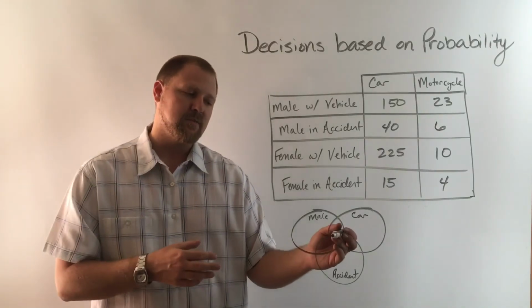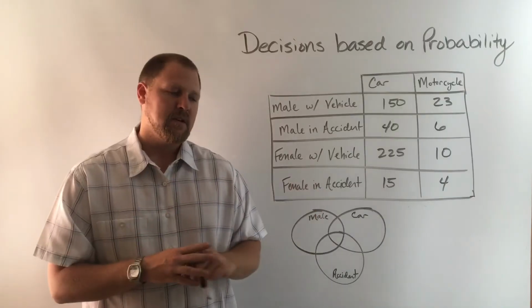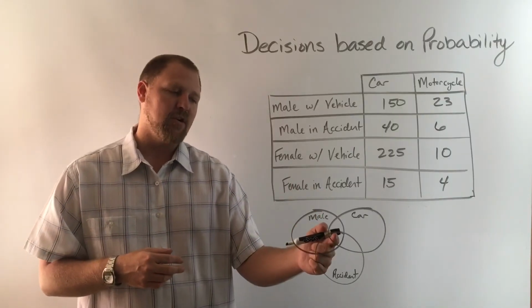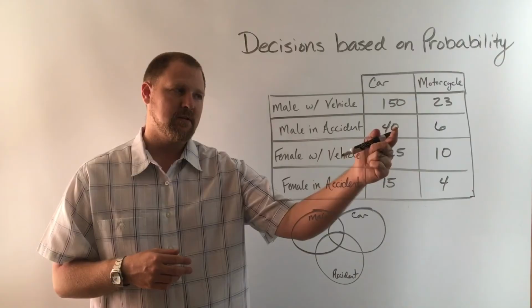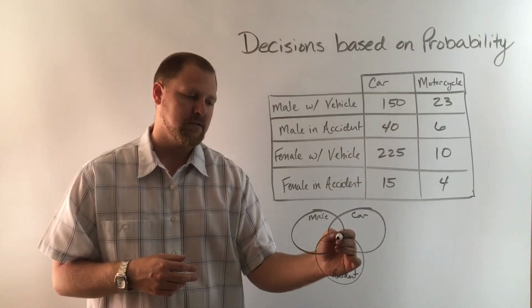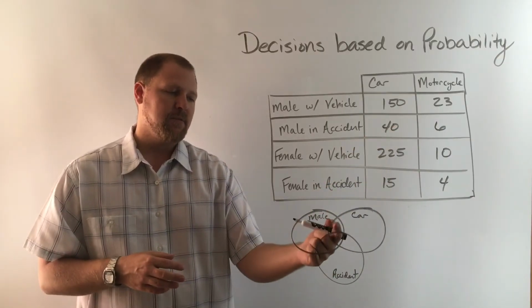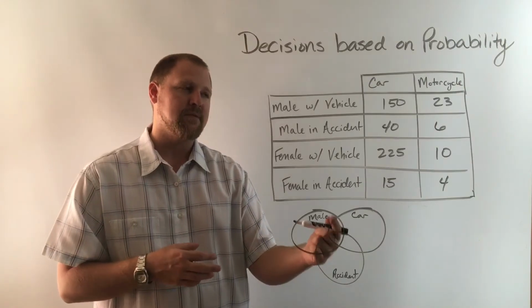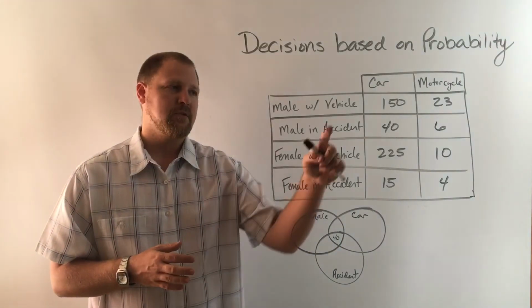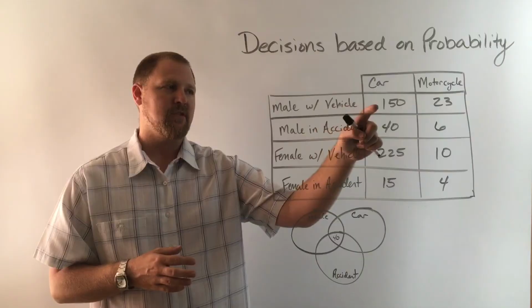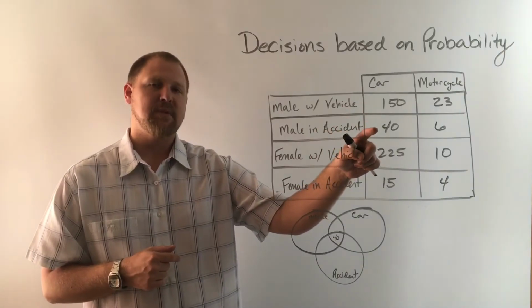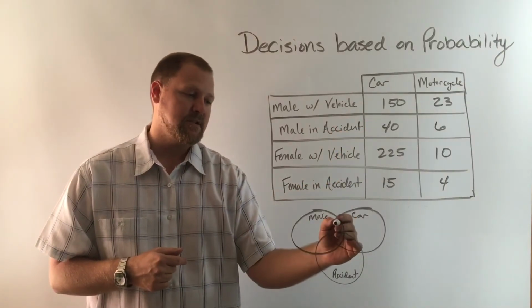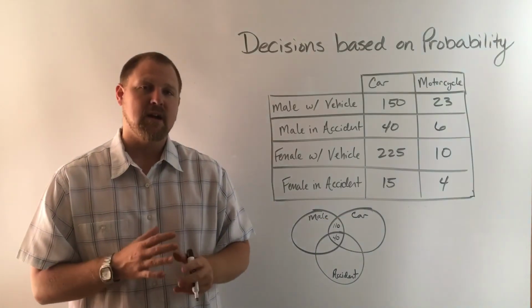That way they can understand what information they're actually looking for. I like to start also from the center and work your way out. So here we have males that have a car that have been in an accident. That's 40. It's given to us right here in the chart. Right here we have males that have a car that have not been in an accident. Well, if you notice, there's 150 males that have a car and only 40 of those have been in an accident. So that means there's 110 that have not been in an accident.